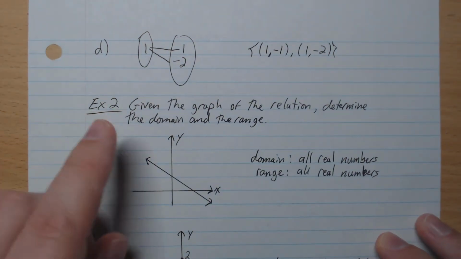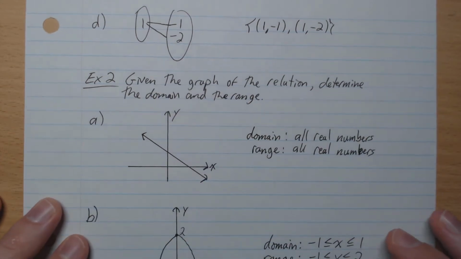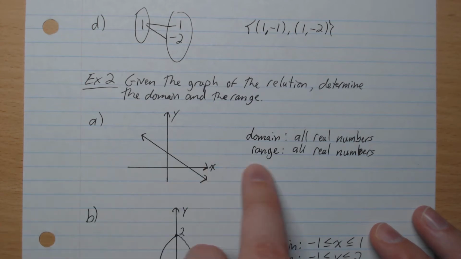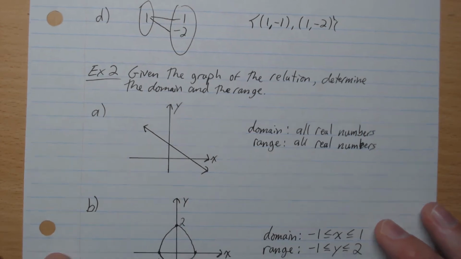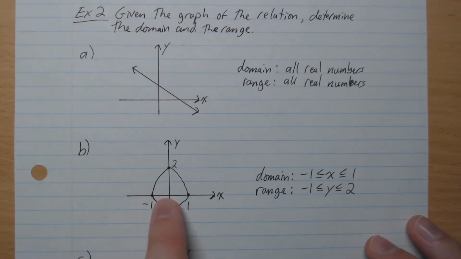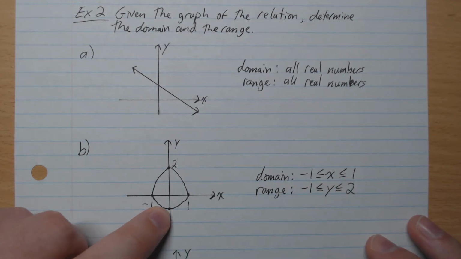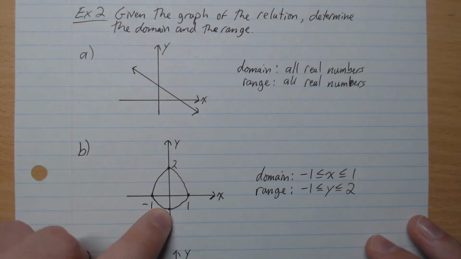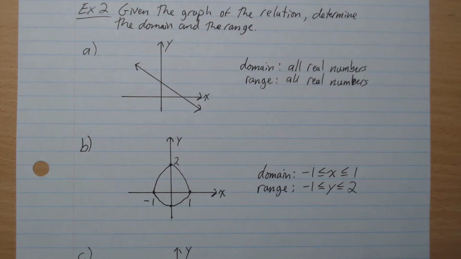So example number 2, given the graph of the relation, determine the domain and the range. So domain, X numbers, they're all the real numbers, and range is going to be also all the real numbers. B, domain is from -1 to 1, like that, so X is between -1 and 1. And -1 and 2 is for the range. Y is in between -1 and 2, like that.